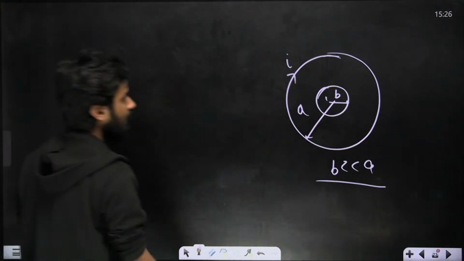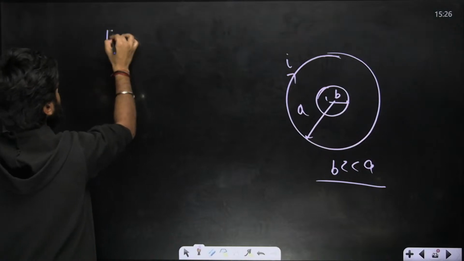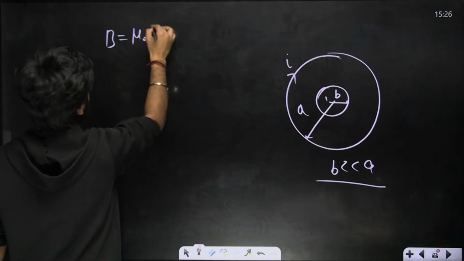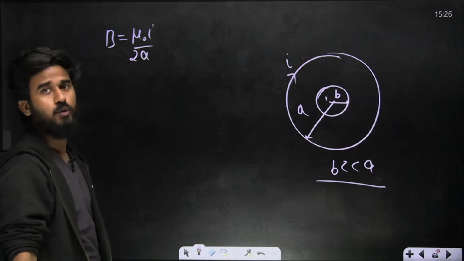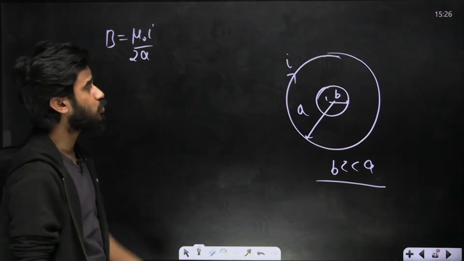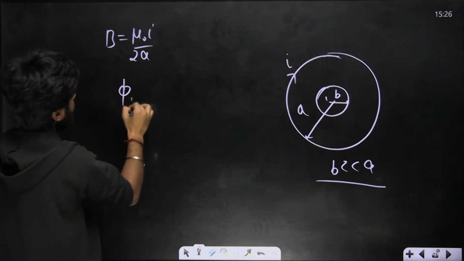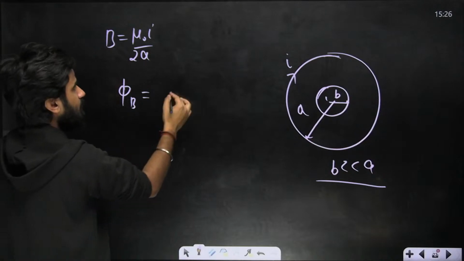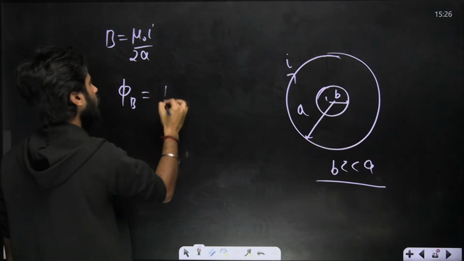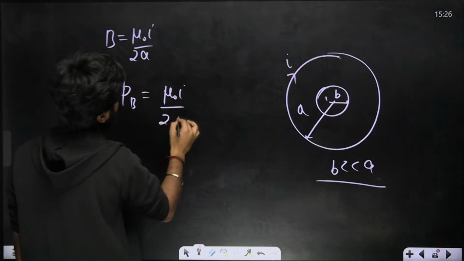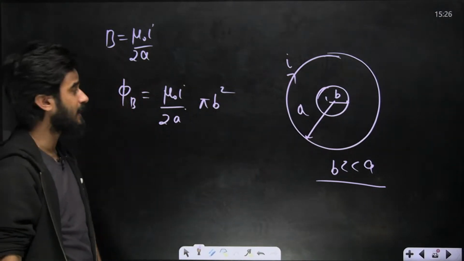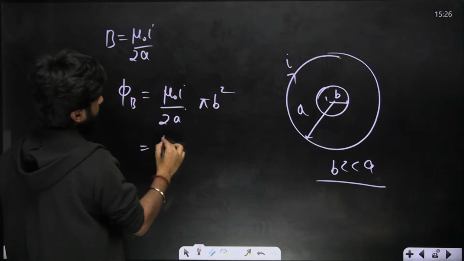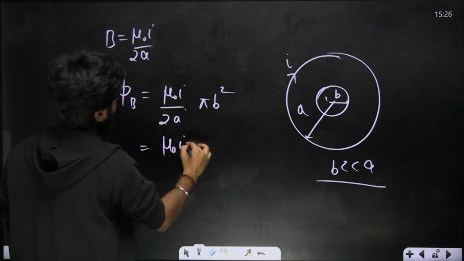So we have to find the value of the magnetic field at the center. B is equal to what? Mu naught I by 2A. This is the expression of the magnetic field at the center. So we can write the flux passing through the inner loop: phi B is equal to B into area, that is, mu naught I by 2A into pi B square. Now we can simply write it like mu naught I pi B square by 2A.